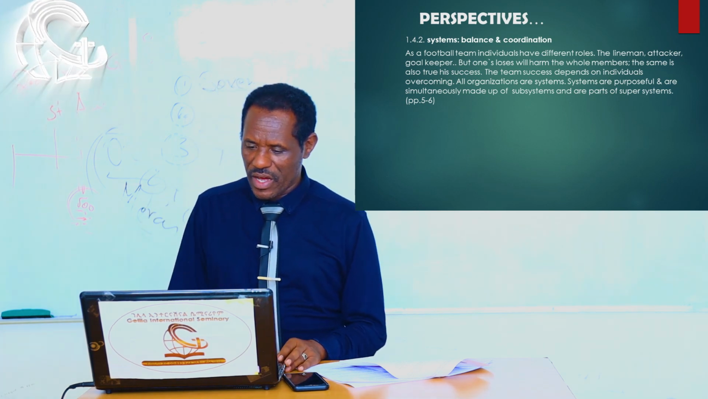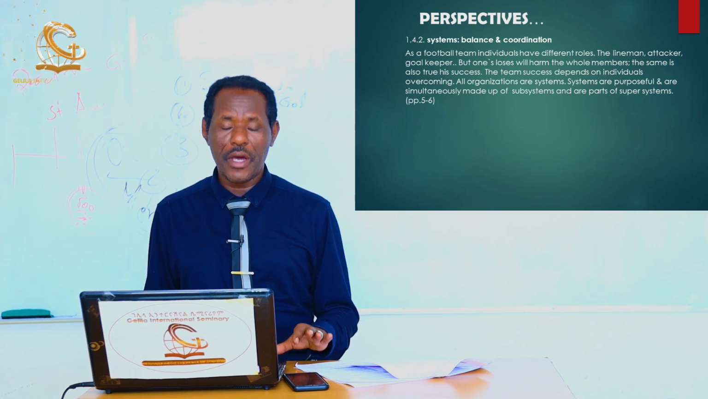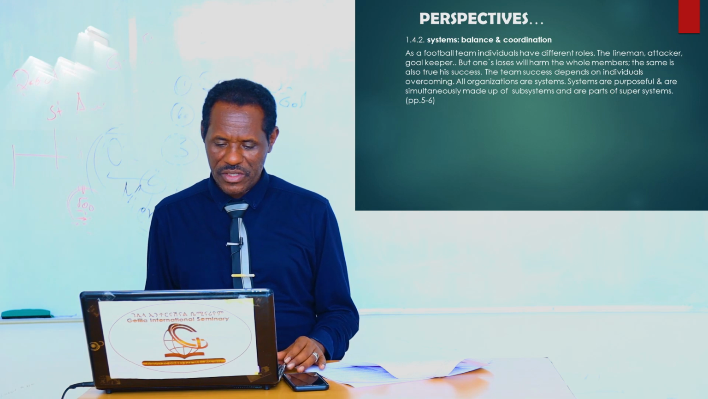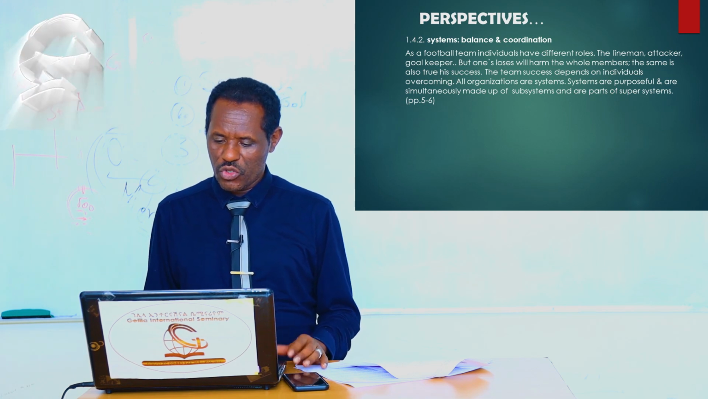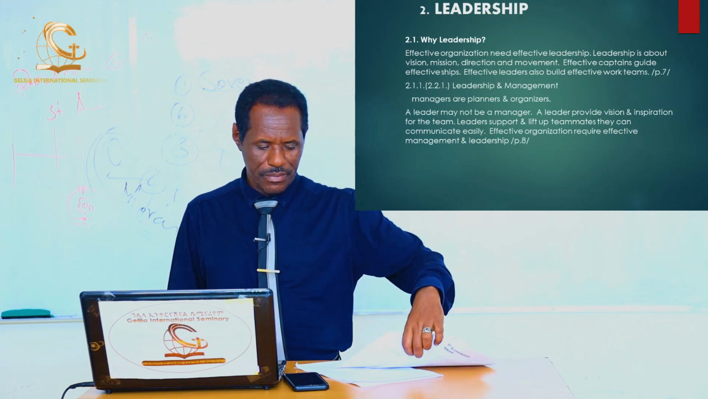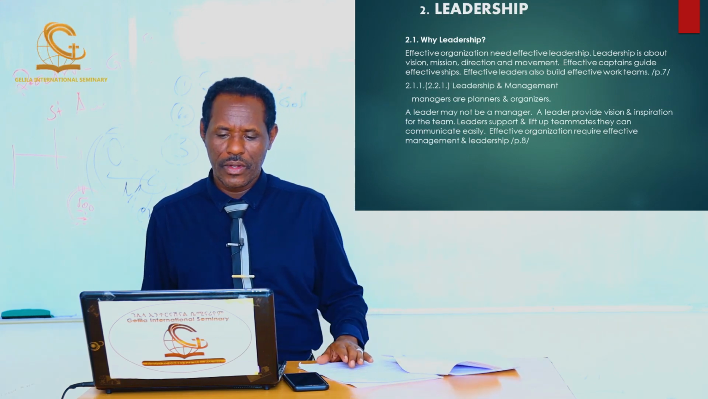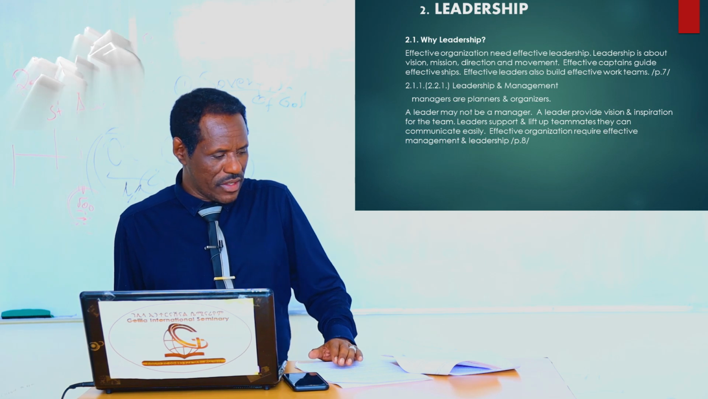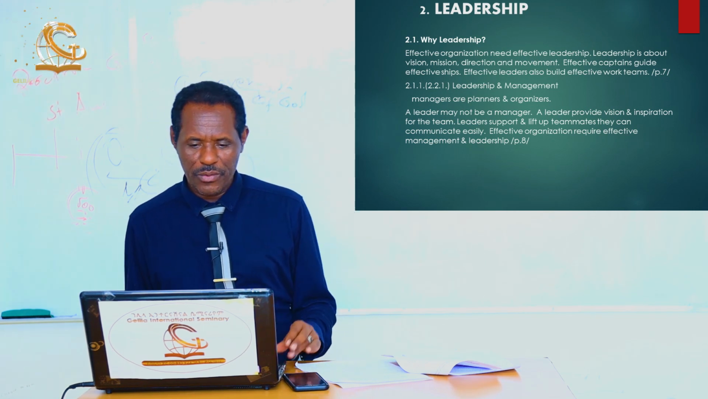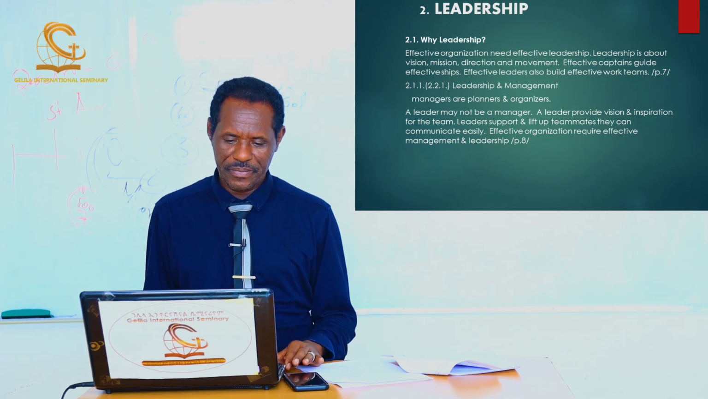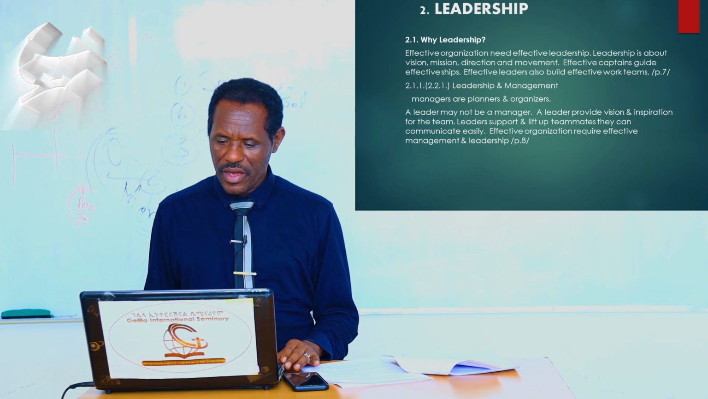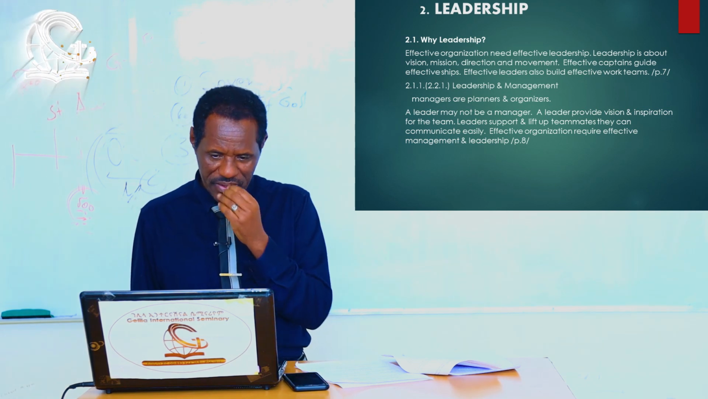All organizations are systems. Systems are purposeful and are simultaneously made up of subsystems and parts of supersystems. Page 6 of your module. The next one, why leadership? We need the importance of leadership. What is the main importance or use of leadership? Effective organizations need effective leadership. Leadership is about vision, mission, direction, and movement.